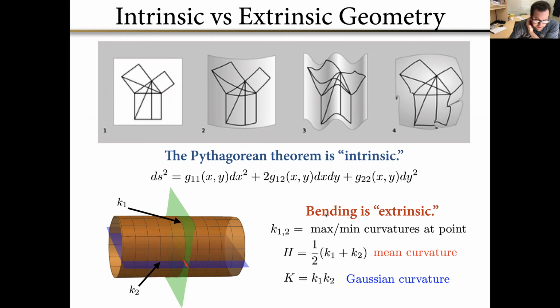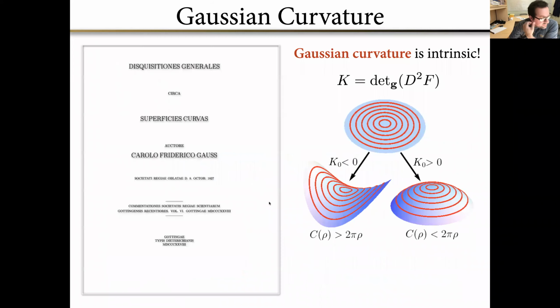The way bending is measured is through the two principal curvatures. This is a cartoon diagram, but the principal curvatures are just the maxes and mins of the curvature of curves through points. The interesting thing about curvature is there's one version that is intrinsic, the Gaussian curvature. It's a very clever idea by Gauss: how do you measure how curved a surface is if you can't leave the surface?